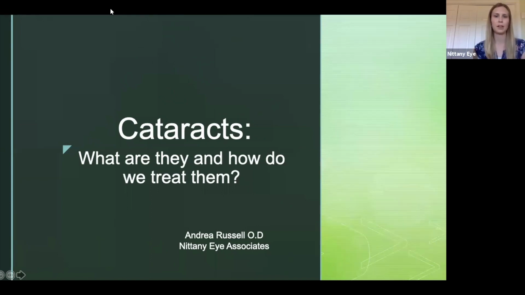So today I'm going to be talking about a subject that probably most of you have heard of, and that's cataracts. But I'm going to give you hopefully a little bit more information and also tell you a little bit about some of the treatment options that we have for them.